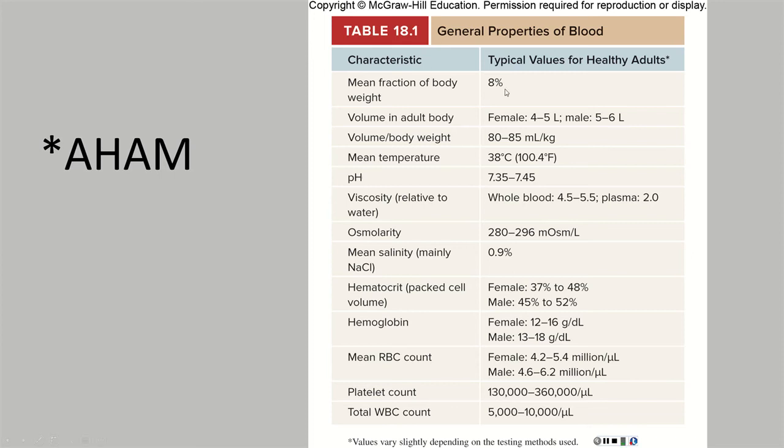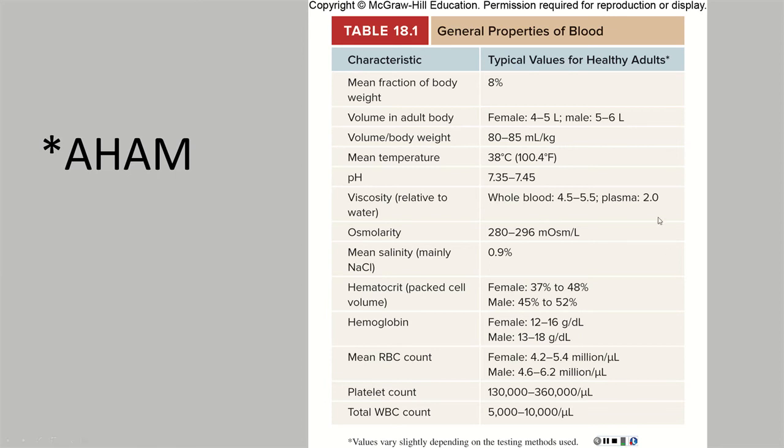All right, so here are the general properties of blood using that average healthy adult male in most cases. But again, here we see female, male. Down here we see female, male. Now, you do not have to know everything on here. By the time we get to the end of this course, you're going to know a lot of this stuff just because we talk about it a lot.